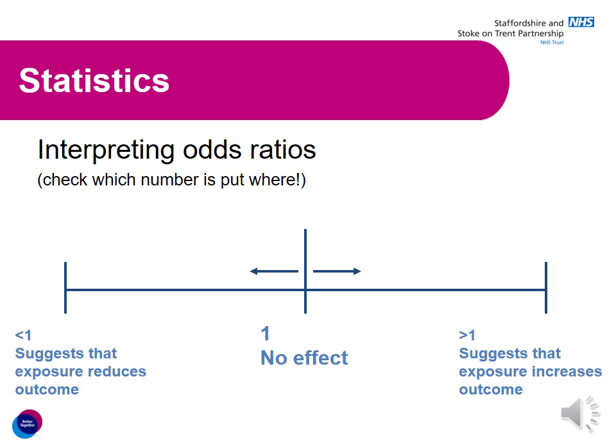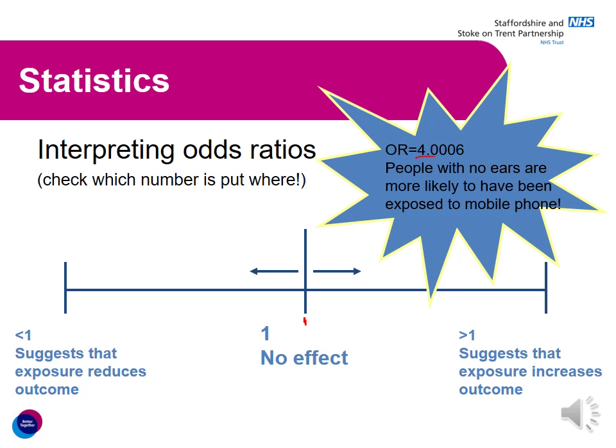Now, when you're looking at odds ratios, and indeed when you're looking at relative risk, which is the ratio between two numbers, if the odds ratio or the relative risk is 1, then there's no effect. That means that the treatment is the same as the control. There's no difference between the control and the treatment. So in our case here, our odds ratio was 4. People with no ears are more likely to have been exposed to a mobile phone.